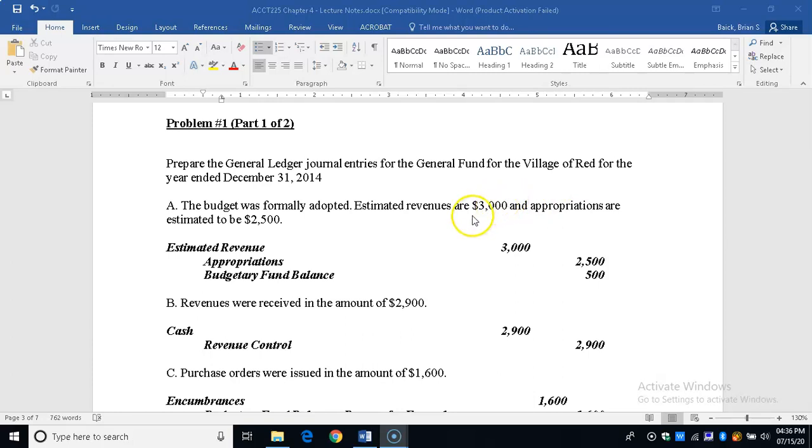So in the journal entry that you would make, you think you're going to get $3,000 in estimated revenue, so you debit estimated revenue for $3,000. And we're going to make one journal entry here. Appropriations, I think I'm going to spend $2,500, so you credit appropriations, $2,500. Take a look at the Chapter 3 notes if you need a review for the different budgetary accounts. Once we put in revenue and appropriation, then the plug is going to be budgetary fund balance. Why do we say budgetary? Because this is a budgetary account journal entry.